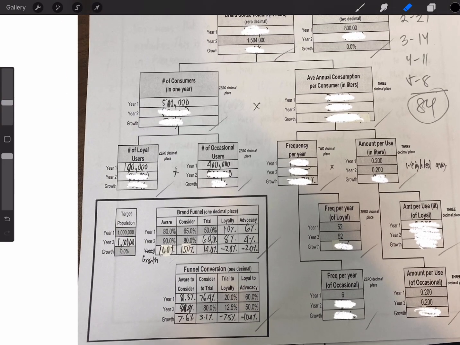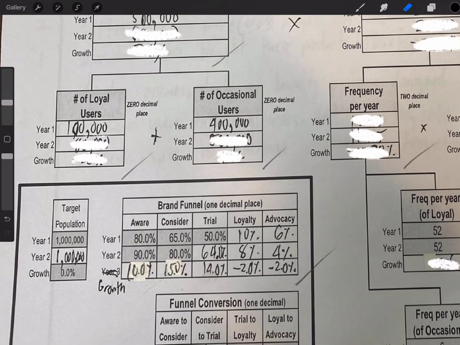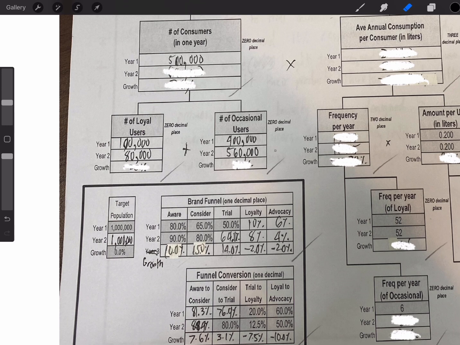Now we can use the trial and the loyalty for year 2 to get those corresponding values here. And then we can solve for the growth percentage as well for all of them. Trial corresponds to the number of consumers. Loyal corresponds to, well, the number of loyal users.